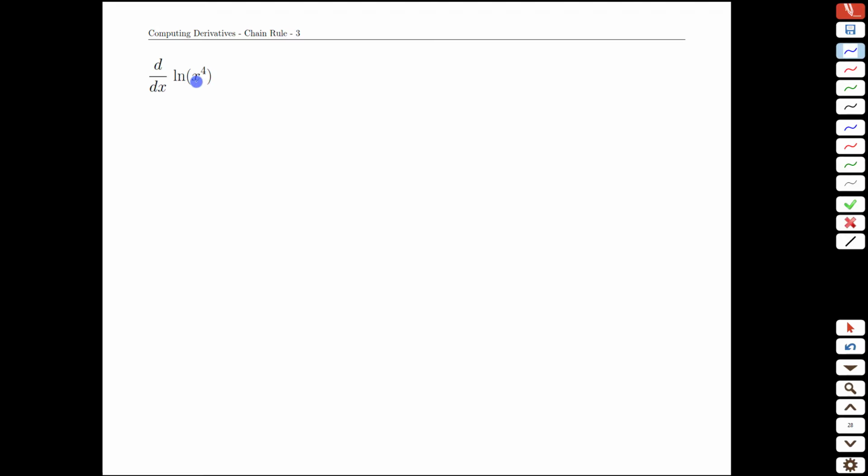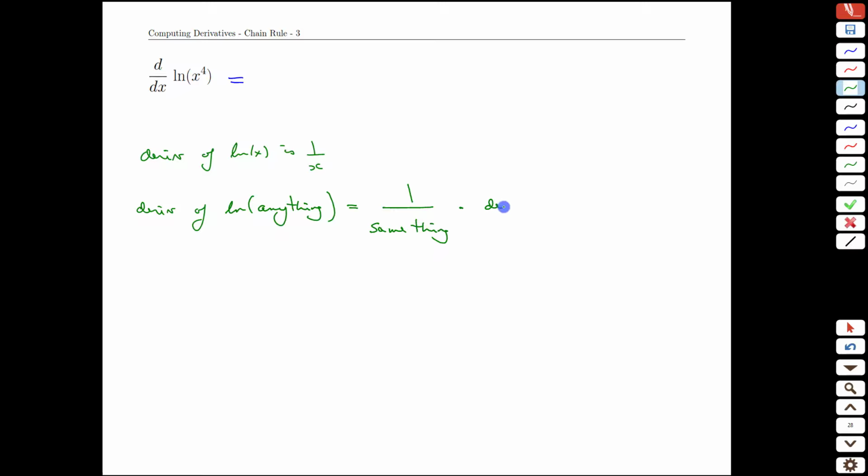Here again we have x to the 4 inside another function, ln of x in this case. Let's do that same mnemonic. The derivative of ln of x is 1 over x. So the derivative of ln of anything is going to be 1 over the same thing times the derivative of the inside. That's the chain rule part. So all of the basic rules we learned about derivatives of simple functions apply here. We're just extending them with this chain rule. So the derivative of ln anything, x to the 4, is 1 over the same thing, so 1 over.